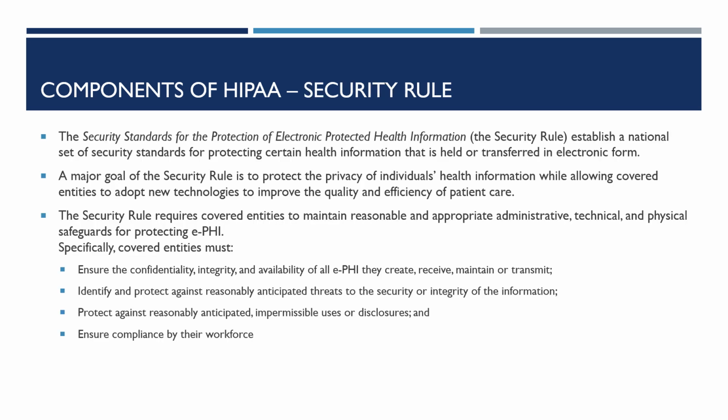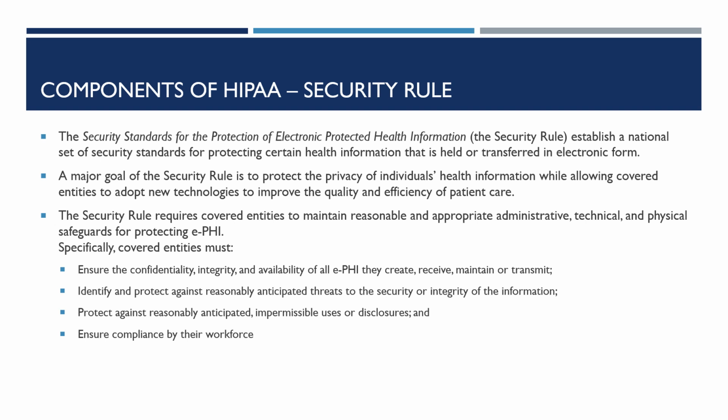The second component of HIPAA is the security rule. The security standards for the protection of electronic protected health information establish a national set of security standards for protecting certain health information that is held or transferred in electronic form. So a major goal of the security rule is to protect the privacy of individuals' health information while allowing covered entities to adopt new technologies to improve the quality and efficiency of patient care. So essentially what the security rule does is it sets standards for providers to make sure that we are protecting individuals' PHI.